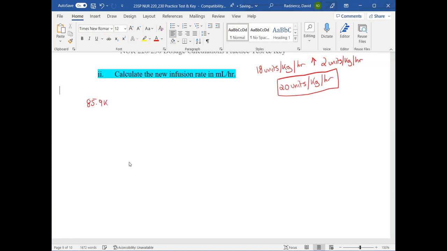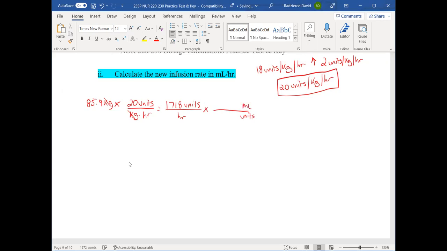85.9 kilograms, not 89.5. Now I'm going to multiply, instead of 18, I'm going to increase it by 2 to 20 units per kilogram hour. That'll give me 1,718 units per hour. Again, I don't want units, I want milliliters per hour, but you already know how to do this conversion.